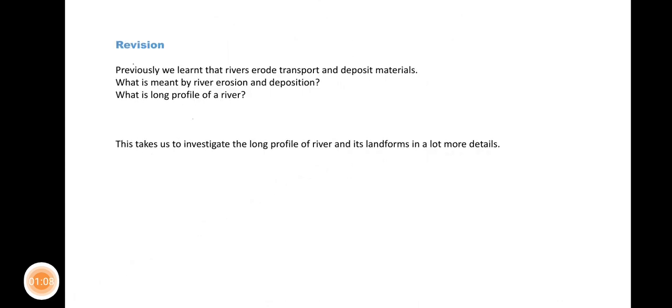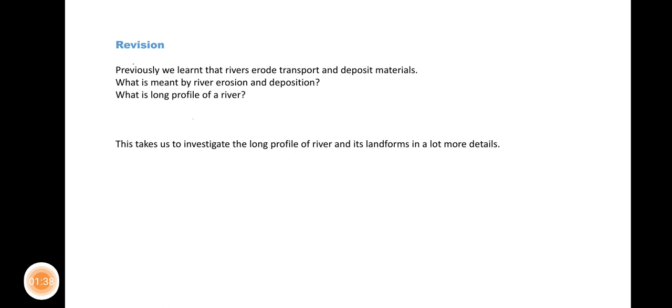Here we go. We start with a revision of the concepts that we had in geography last time. Previously, we learned that rivers erode, transport, and deposit materials throughout their journey from source to mouth. What is meant by river erosion? We said it's the wearing away of the river's bed and the sides of the channel by the force of flowing water.